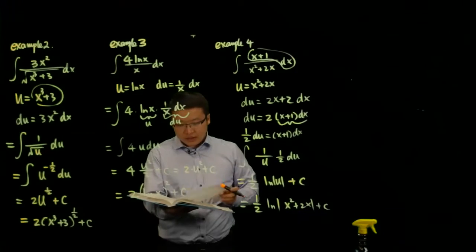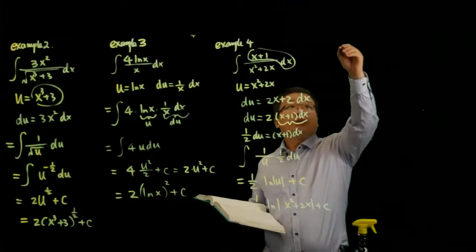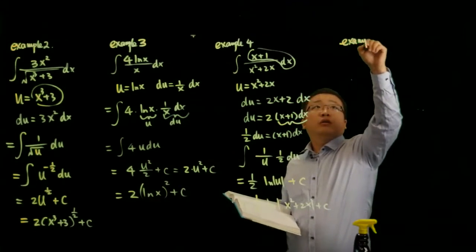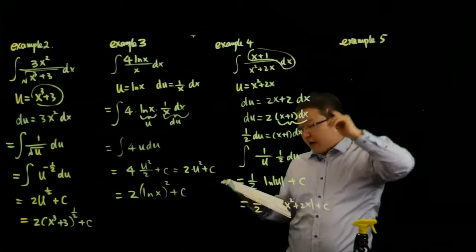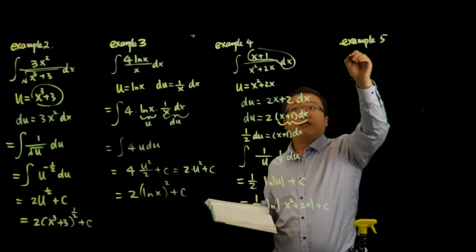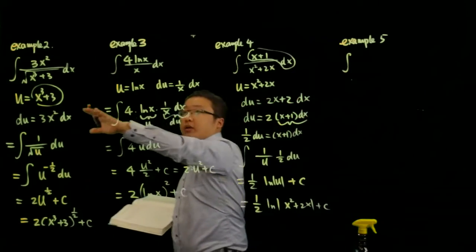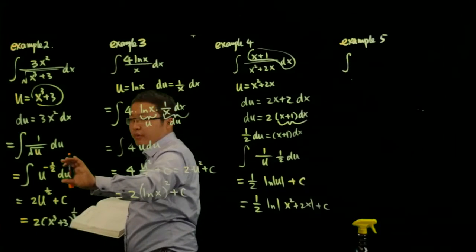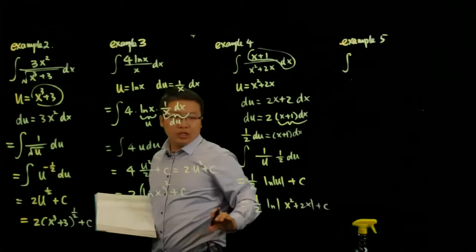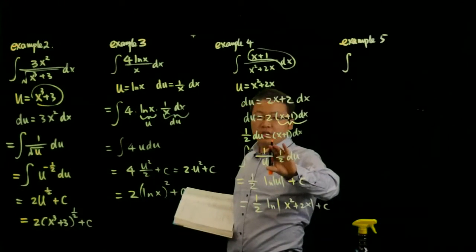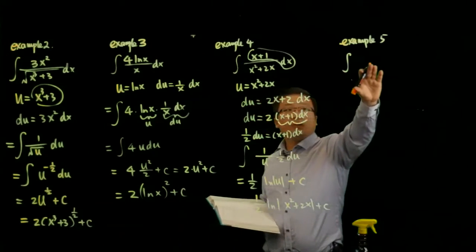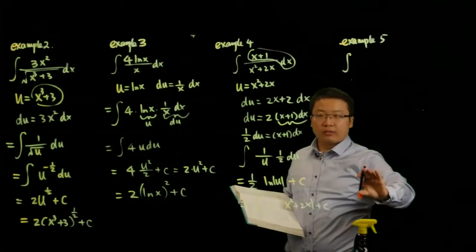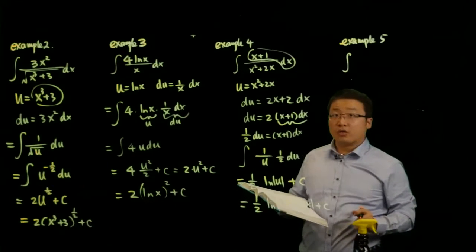Now, the last example I want to go through is example 5. That is involving something you've seen. In the previous two, when you get to this step, this is the power rule. This is the power rule. Now, this one is more using the natural log rule. Now, I'm giving an example where after you do the substitution, you will use the exponential rule.